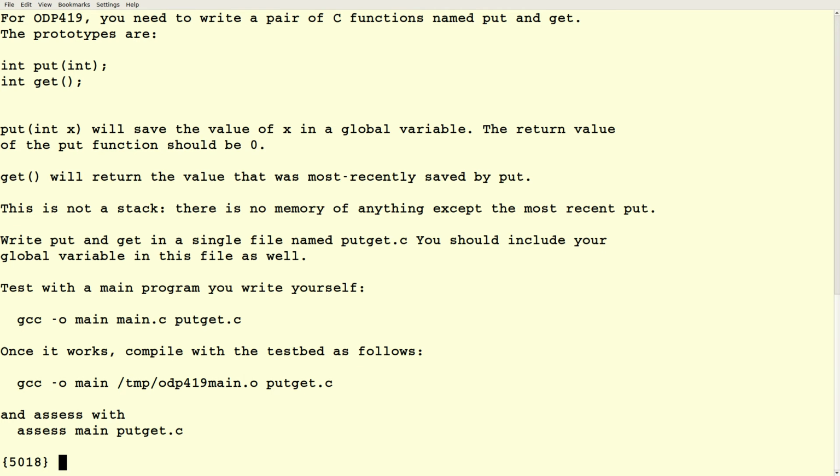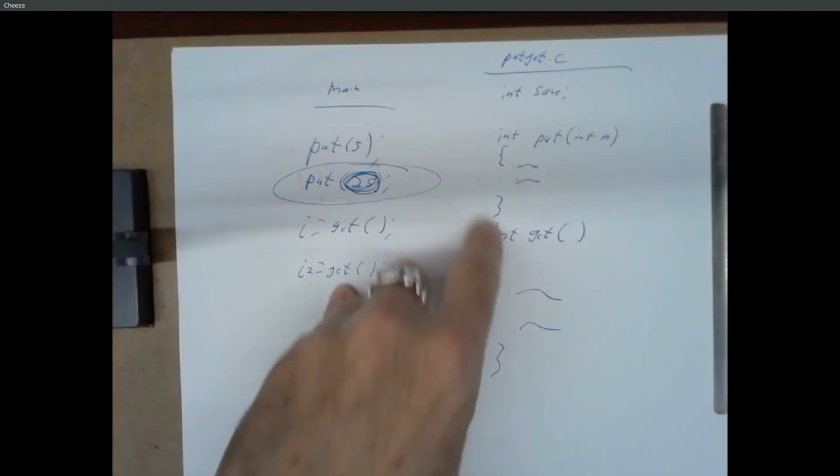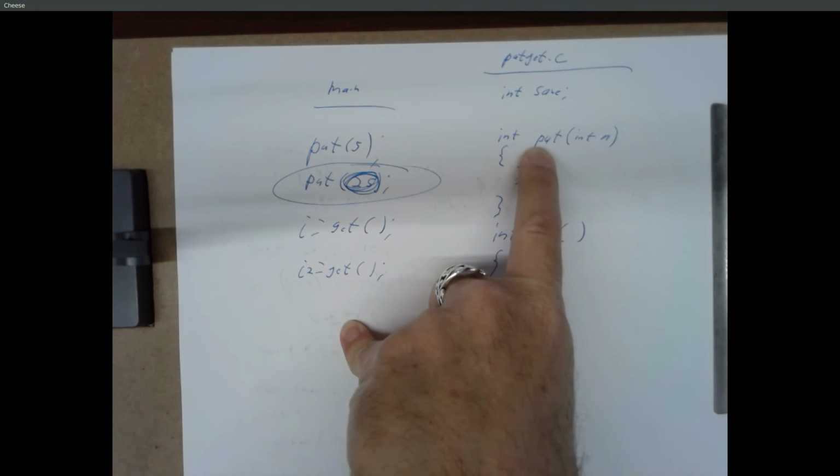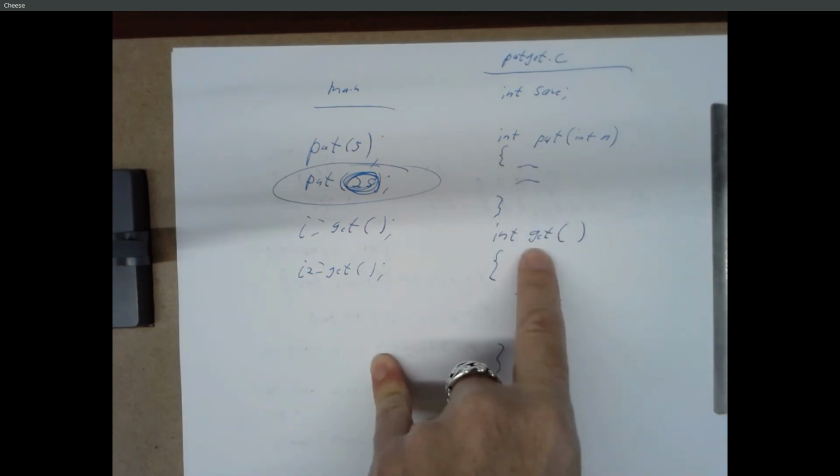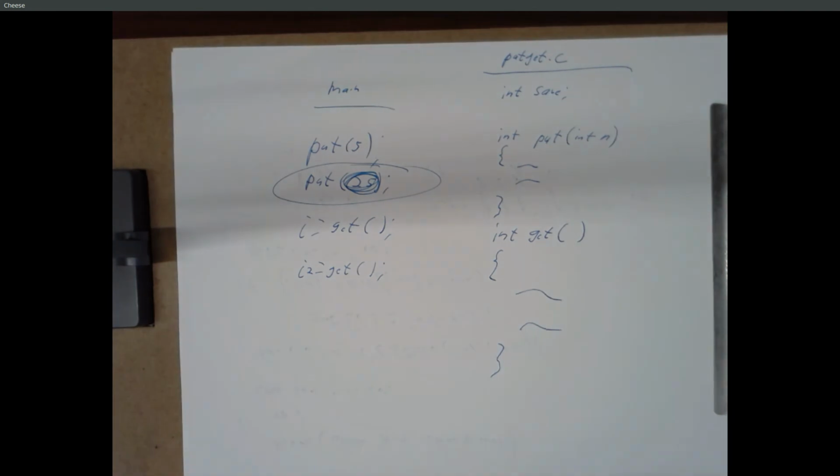So two functions, put and get. Put them both in a file called putget.c. Test it out with a main program, right? Call put, call get, see what it returns. Link it with the test bed, assess it. And there shouldn't be any really weird cases to worry about here. I'm not going to call get until I call put, so it doesn't matter what the initial value of this variable is. The proper usage of this is you only call get after you've called put. Right, so I'm going to put something into memory and then I'm going to retrieve it with get. Does that make sense?